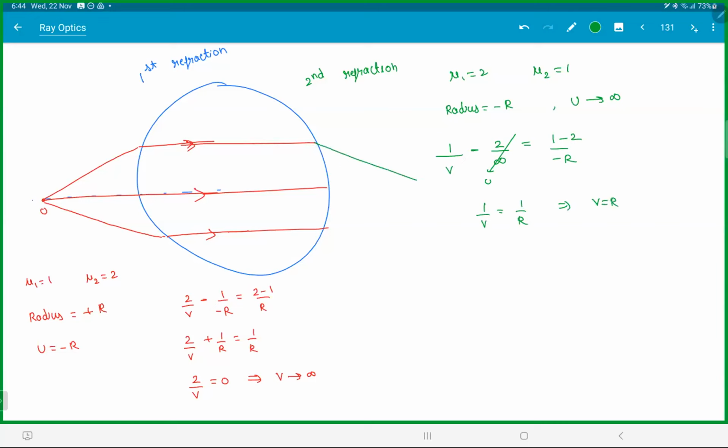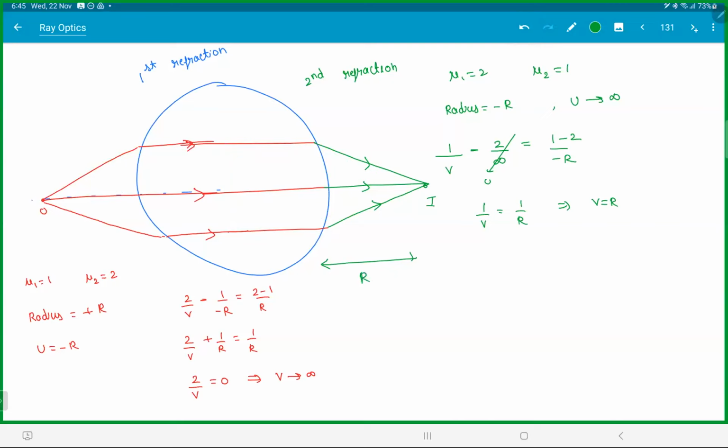Meaning from this point, they will meet here at a distance R from here. So the image forms at what distance? 4R from the object or R from the other side of the sphere. Making sense? Actually, you could have guessed it, once the light rays become parallel, by symmetry, we know they will again form at R. You can see that there's a symmetry. There's no need to do the second part actually. But then again, I showed it to you.